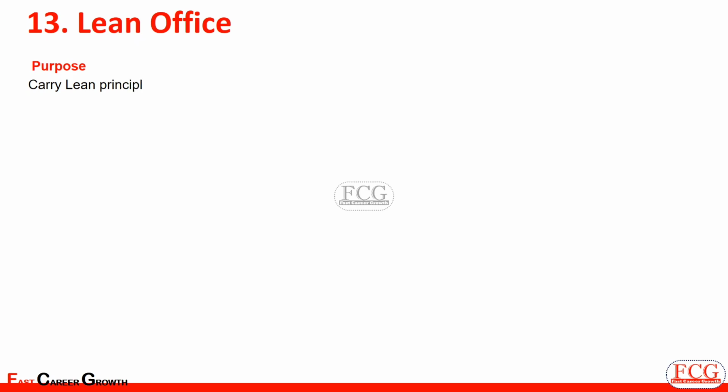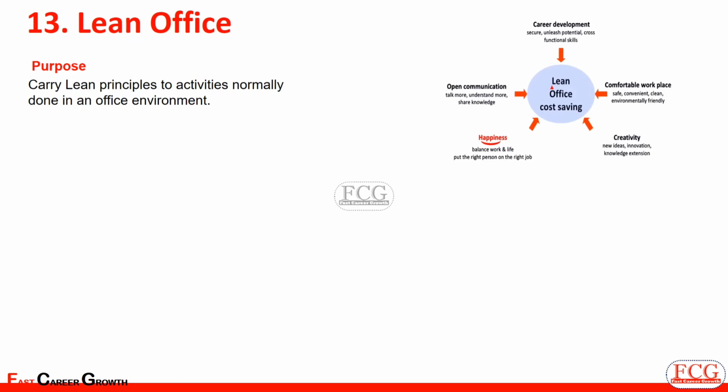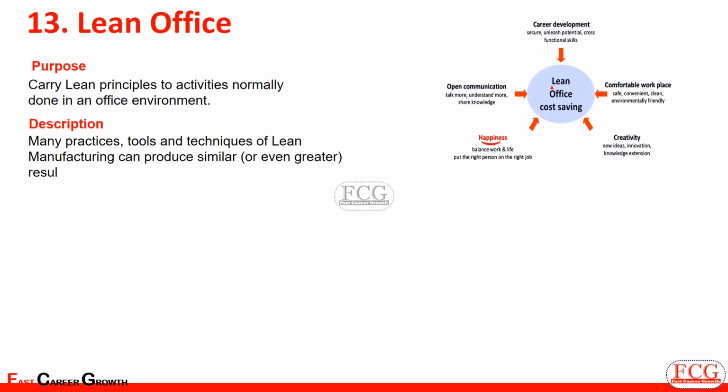The 13th lean manufacturing tool is Lean Office. The purpose of Lean Office is to carry lean principles to activities normally done in an office environment. Here the focus is career development, better workplace, creativity, happiness and open communication. Many practices, tools and techniques of lean manufacturing can produce similar, or even greater, results in office and administrative environments.